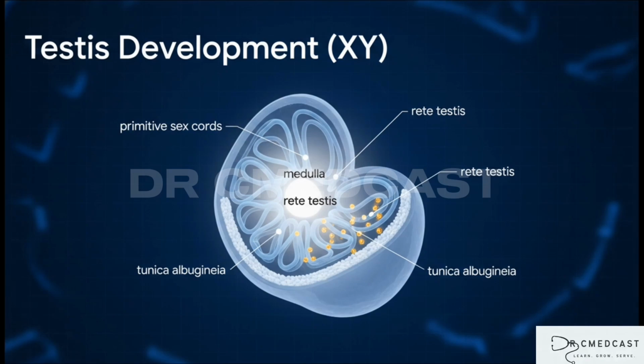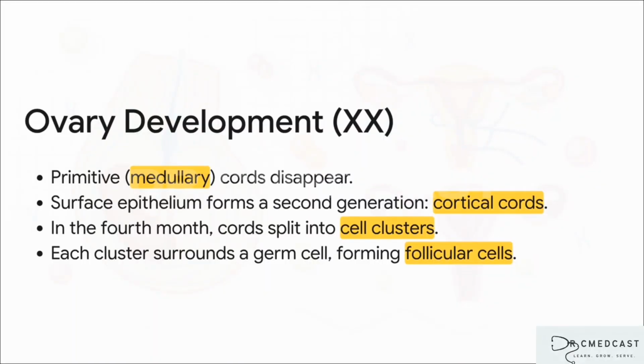rest of male development. Now, what happens in an XX embryo without that SRY signal? Well, it's a completely different story. Those initial deep medullary cords just degenerate. Instead, the surface tissue grows and forms a second generation of cords called cortical cords. These stay close to the surface, and by the 4th month, they split up into little clusters that surround each primordial germ cell, forming the primordial follicles.